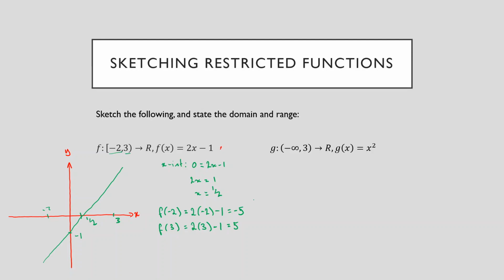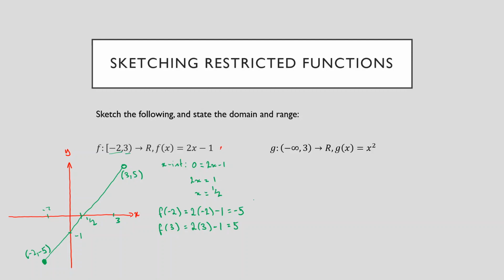All right, and you put in your endpoints. So we're not including this endpoint here, so that's an open circle. We are including this endpoint here, so color that in, and then just label your endpoints with their coordinates. So that would be 3, 5. That would be -2, -5. And that's it. That's your sketch of that function.